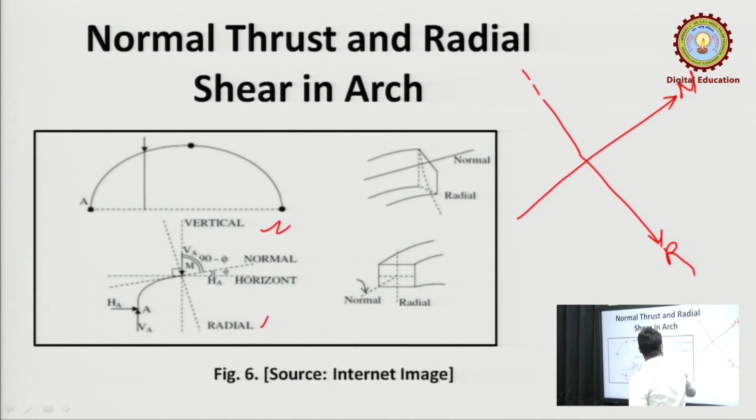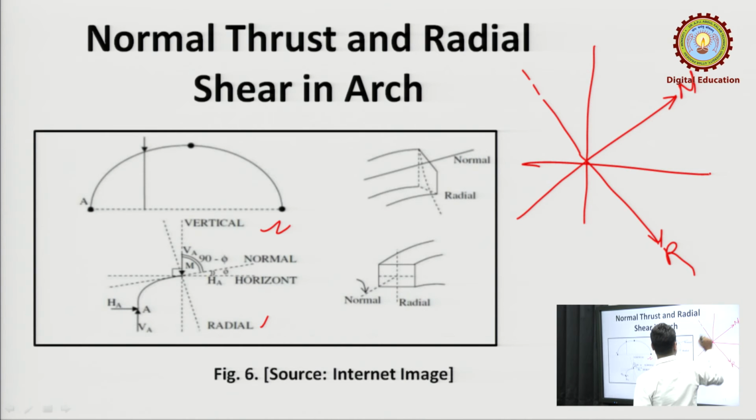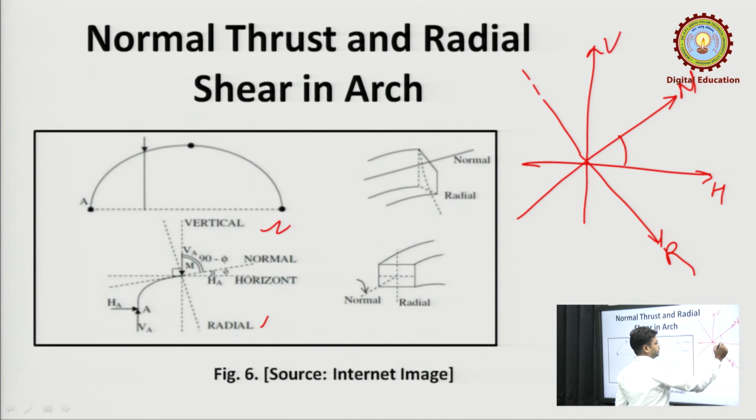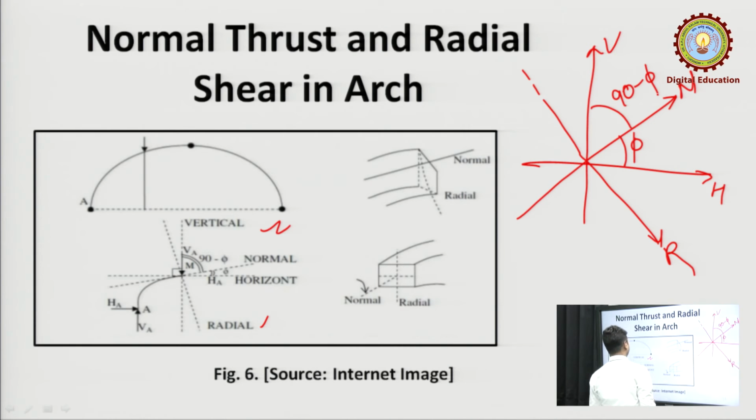But we know that we have an axis x and y. Just for example, this is a vertical axis and this is your horizontal axis. The angle of normal thrust and horizontal axis, suppose is phi, and this angle will be 90 minus phi.